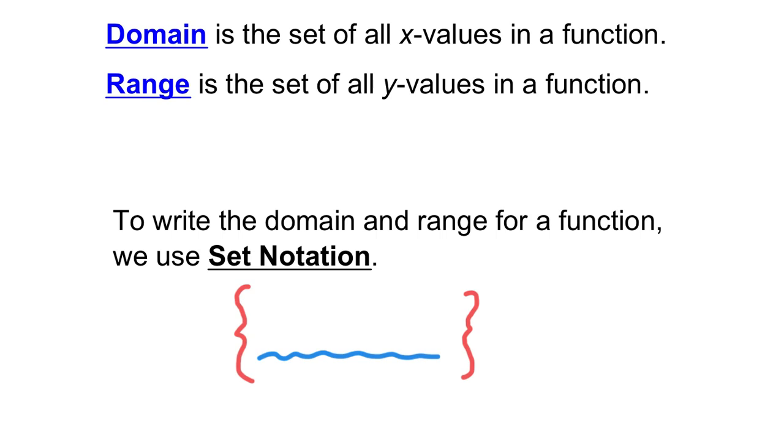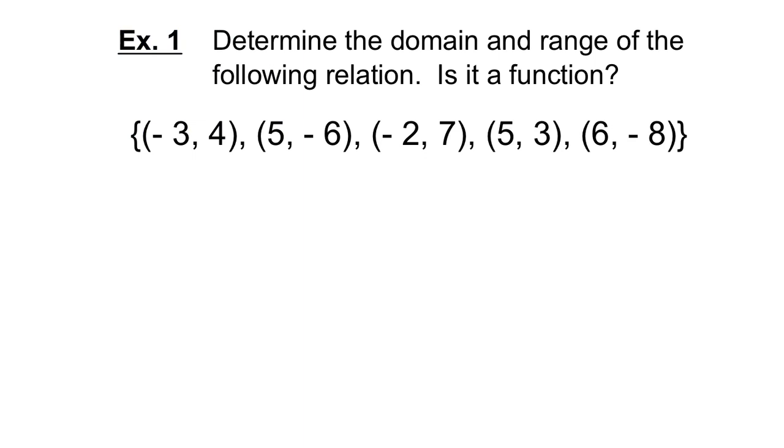And when we communicate what the domain and range are, we use set notation, which if you'll recall from an earlier lesson, that's where the curly brackets are used, and you list out all the possibilities inside the curly brackets. So let's illustrate this with an example. Determine the domain and range of the following relation, and then, is it a function? So here's the relation. It's the set of all these ordered pairs.